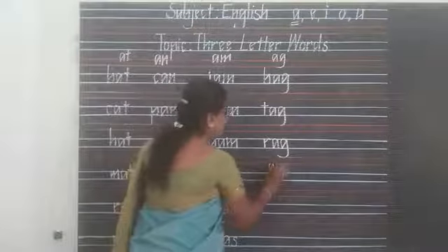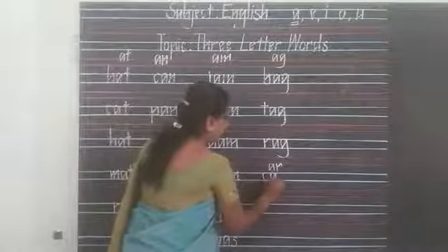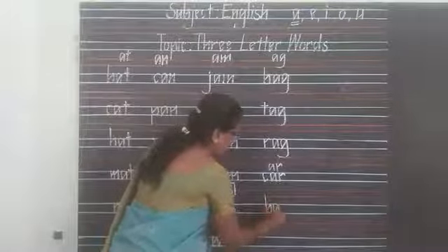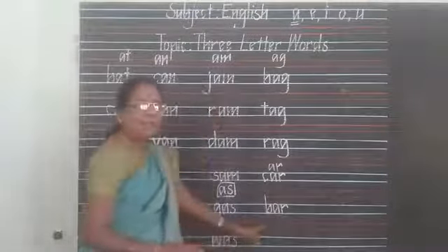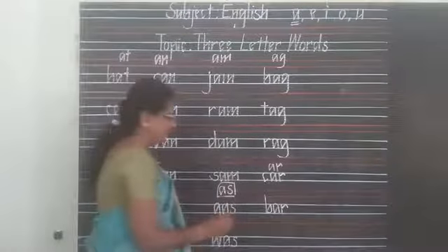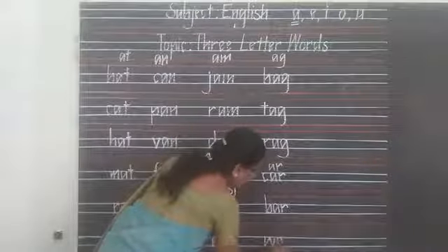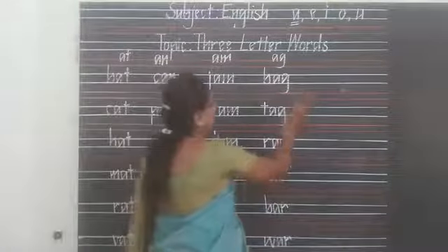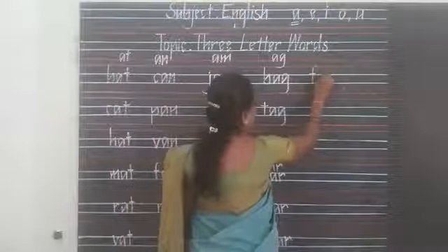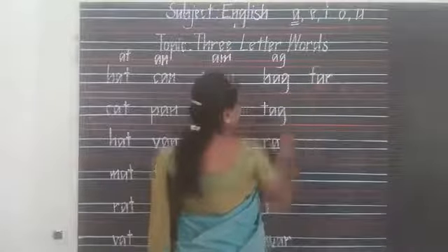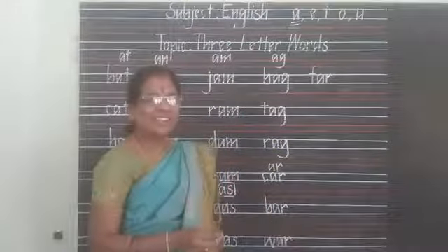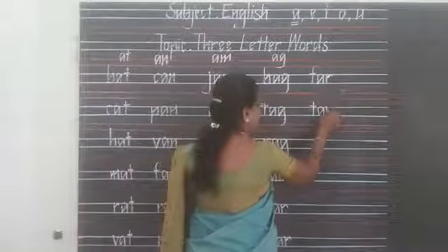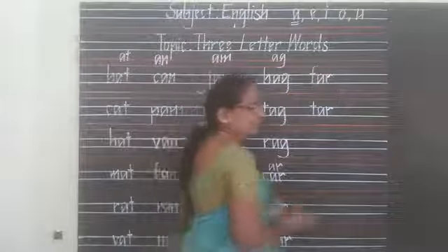Next, A R group of words. C A R, car. B A R, bar. W A R, war. Next, F A R, far. Next, T A R, tar.